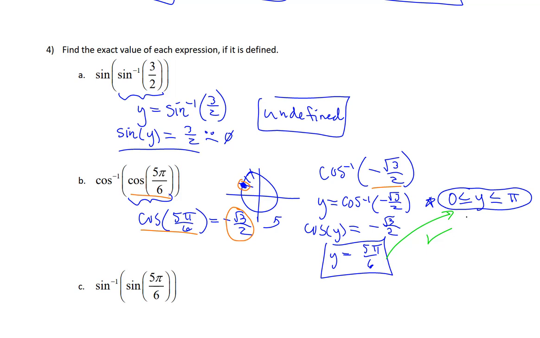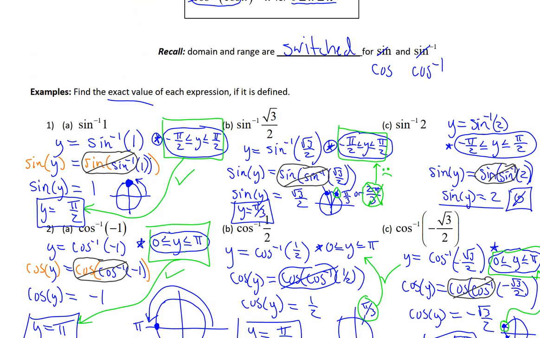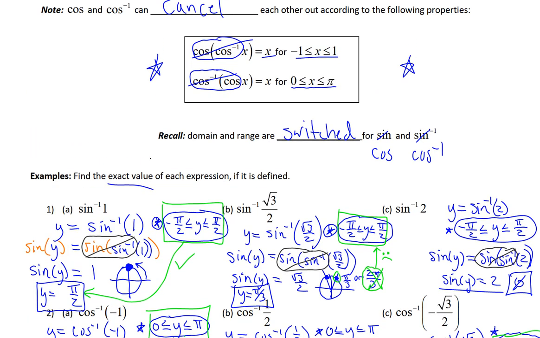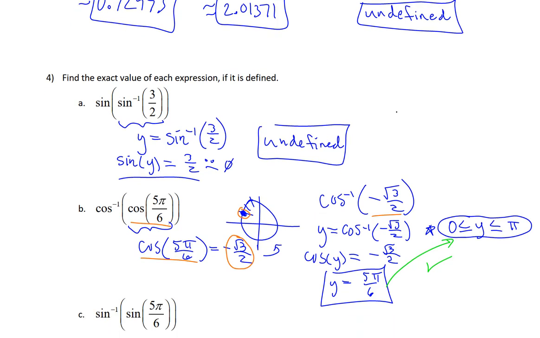If you're wondering why we didn't just cancel the cosine inverse and the cosine, fair question. Well, you actually could have, but that does require you to remember what we said way back where we were defining cosine and cosine inverse: that those cancel with the cancellation properties as long as you keep in mind the restrictions. If you keep those in mind, then you can just cancel the cosine with the cosine inverse.